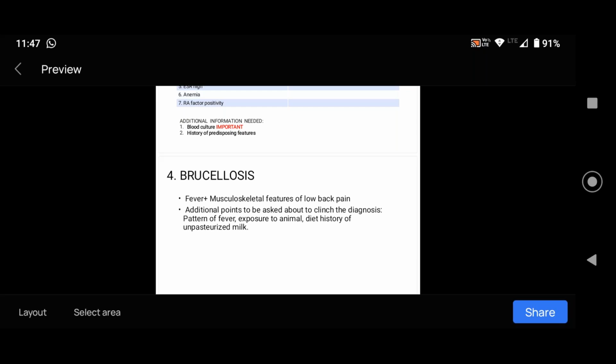Ma'am, blood culture. Okay, you will send a blood culture. Absolutely. And you should then go ahead and do a transesophageal echocardiography so that some endocarditis vegetations which are not visible on a 2D echo are visible on a TEE, or transesophageal echo.